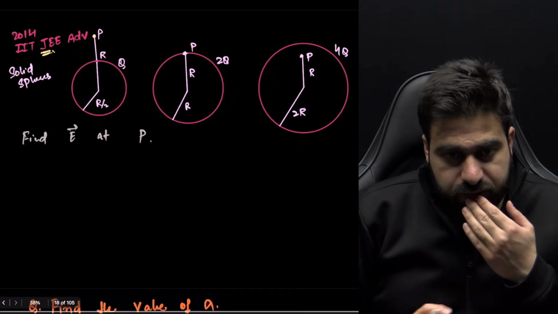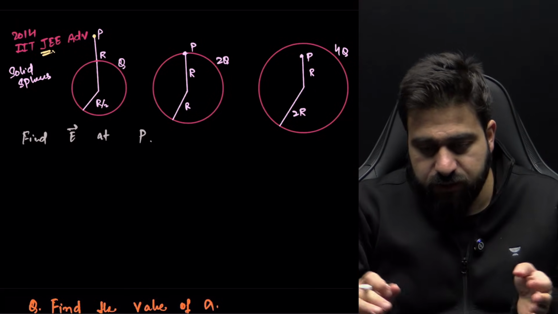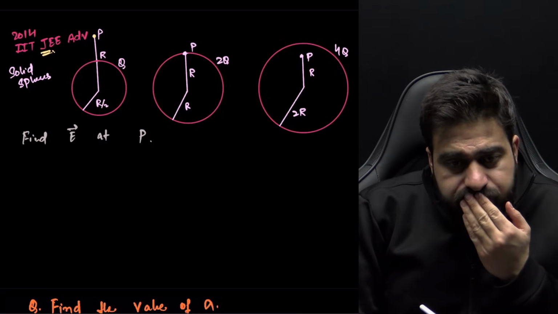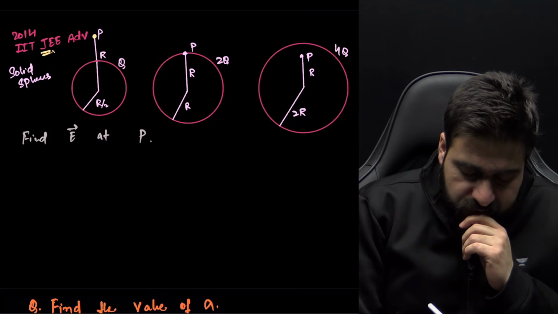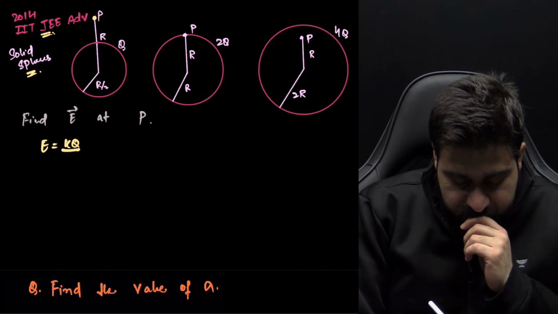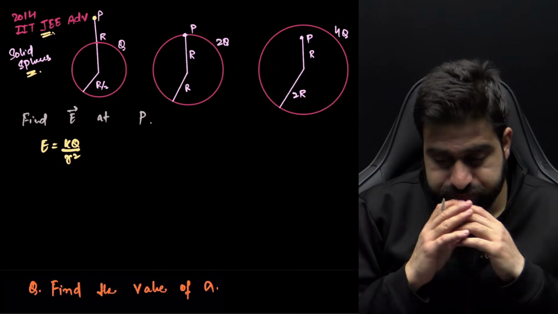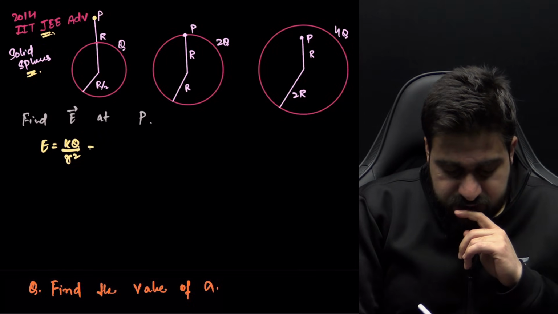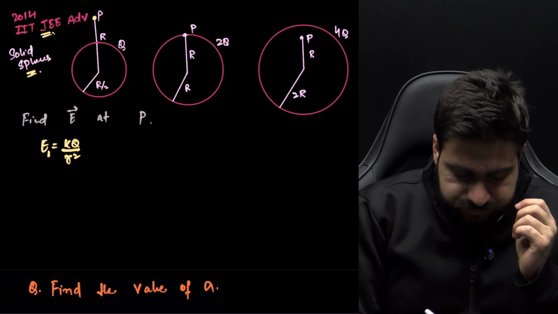See, guys, what I'm trying to say in this particular case is, what is the electric field at this point outside? In the first case, the electric field due to a solid sphere outside is KQ divided by small r square. This is the electric field due to a solid sphere outside. And here the charge will be the same. Let's call this E1.